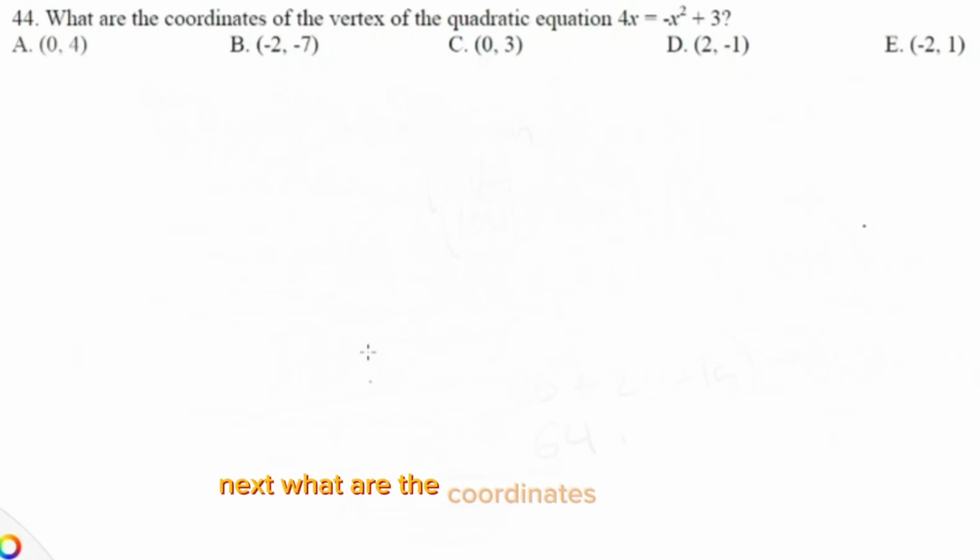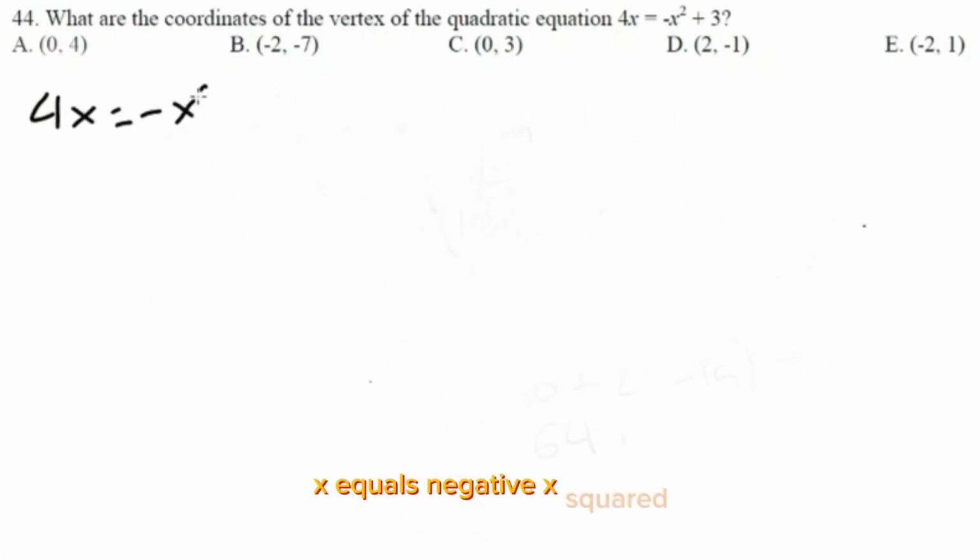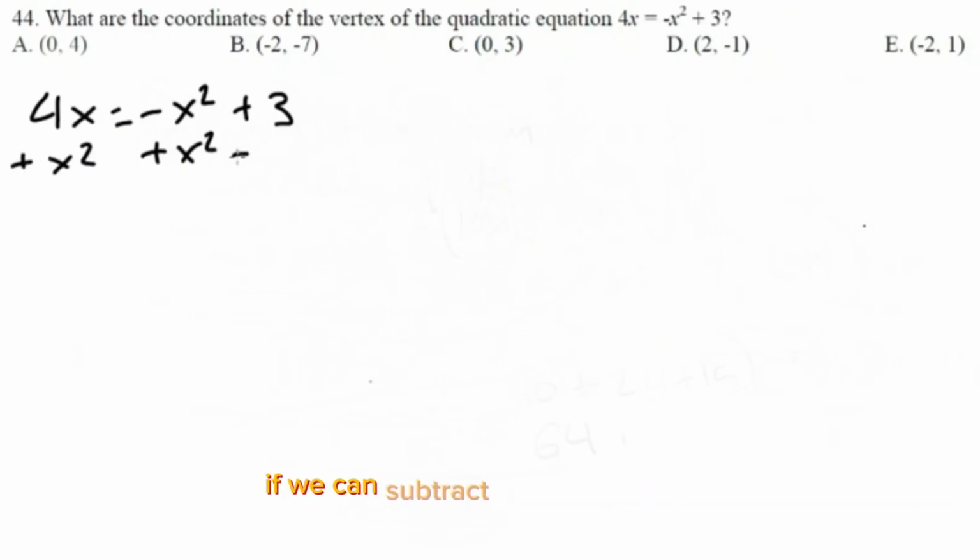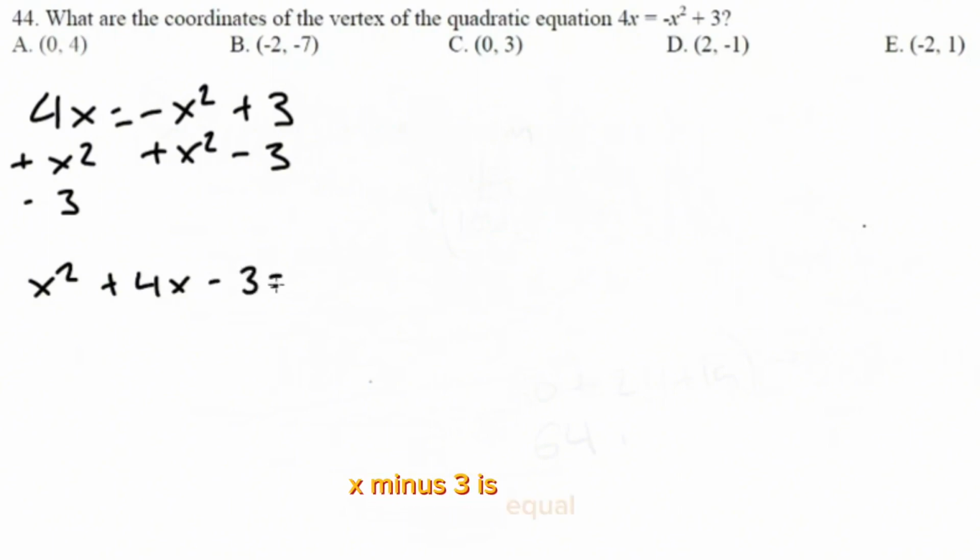Next, what are the coordinates of the vertex of the quadratic equation 4x equals negative x squared plus 3? Alright, so we have the equation 4x equals negative x squared plus 3. Okay, so we can first bring all of these to one side of the equation. So we can add x squared to both sides, and we can subtract 3 from both sides. So this now becomes x squared plus 4x minus 3 is equal to 0. Now we can solve this easier.